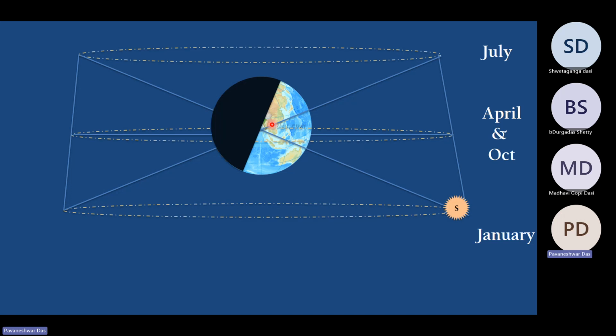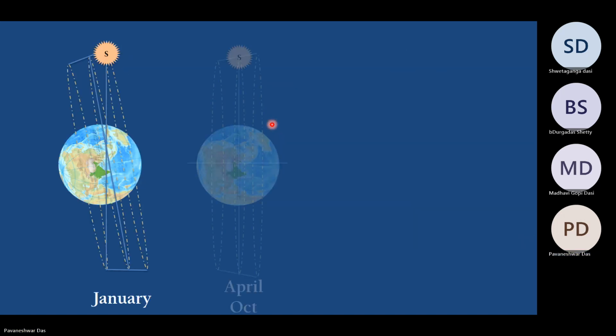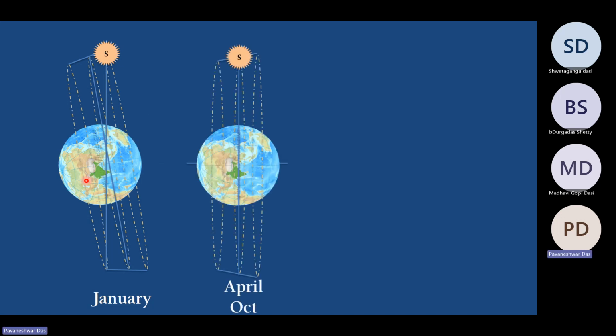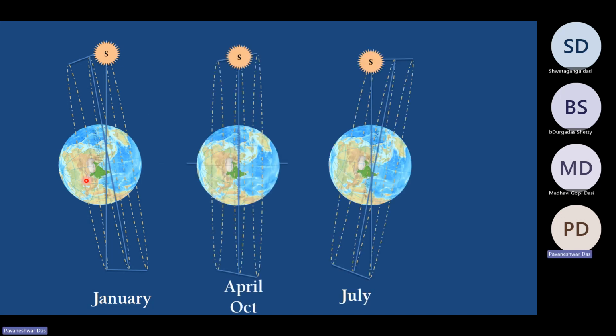So like that, the seasons will change because of the sun's relative position. For example, in January, the sun is here on the line of Capricorn, so at that time we can see this kind of earth globe. In April, it will be like this. In July, like this. For a person on the line of the equator, he will see the sun going up and down like this only throughout the year.